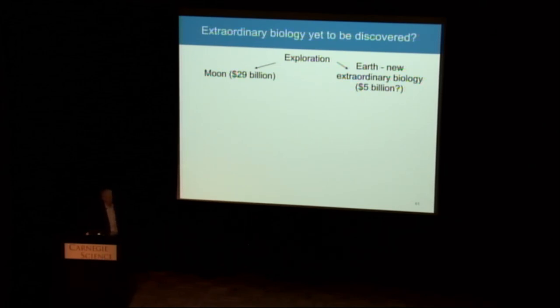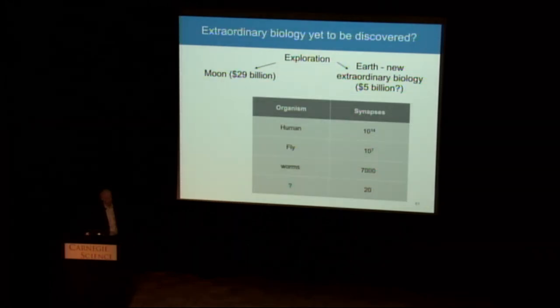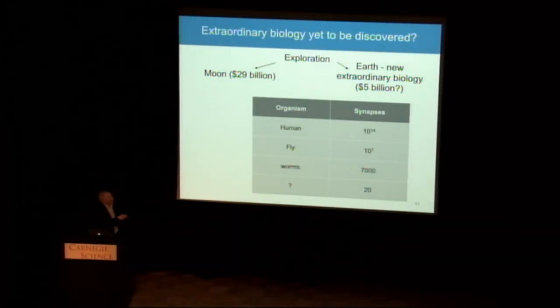But I suggest why don't we try the extremes. So here's the model. We have humans that have 10 to the 14th synapses. We have flies that have 10 to the 7th. We have worms that have 7,000. Even 7,000, I think, is too much. Why don't we find an organism that's got 20? Then we could study, then we could say, OK, the only thing it does is it eats and it turns, things it does. It makes those decisions. Is there such an organism out there? I don't know, but maybe. Why don't we look for it? I think it's as good as sending something to Mars.